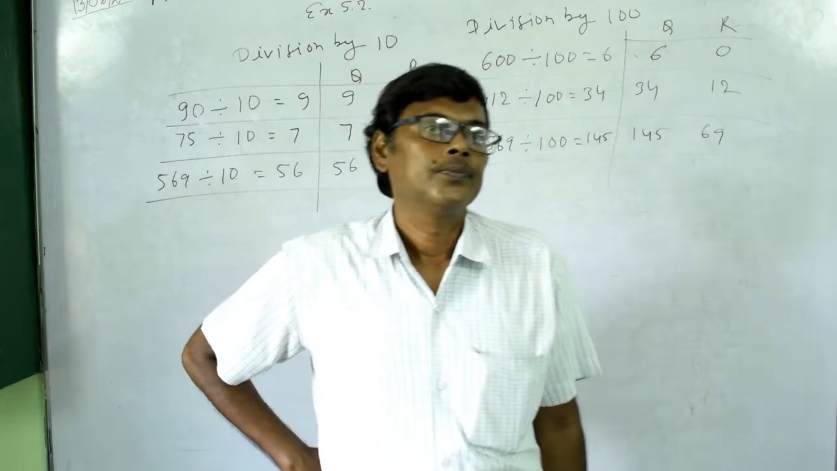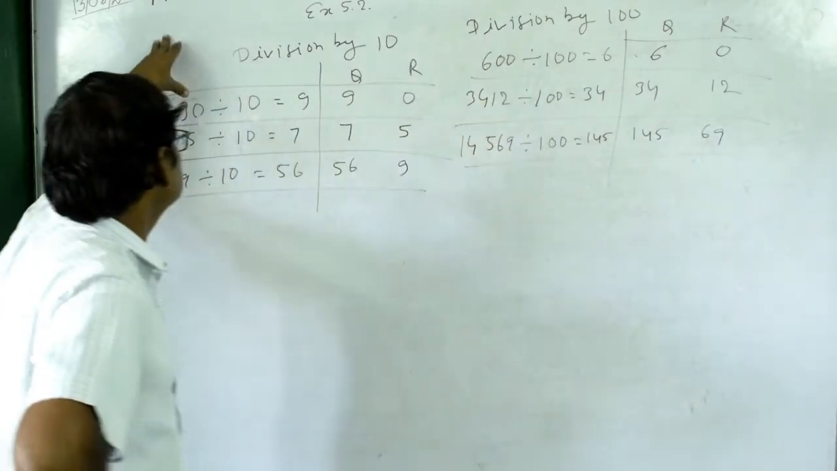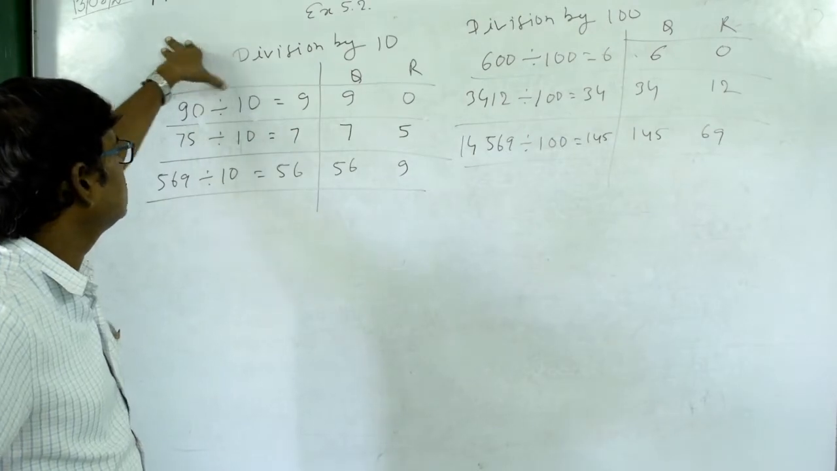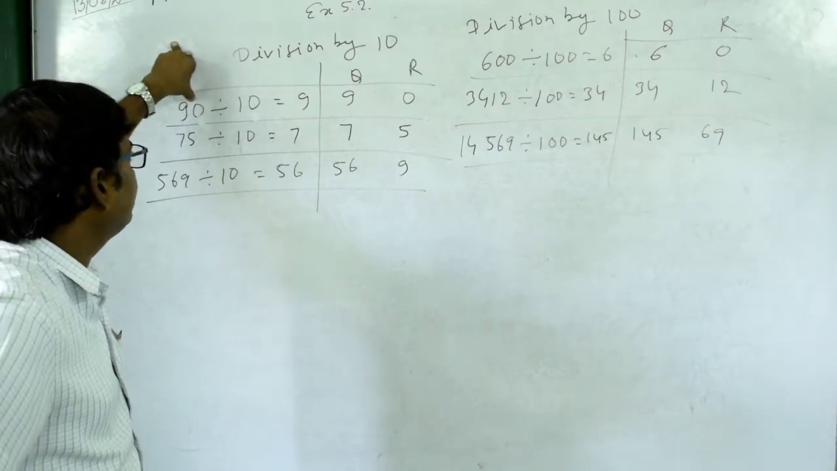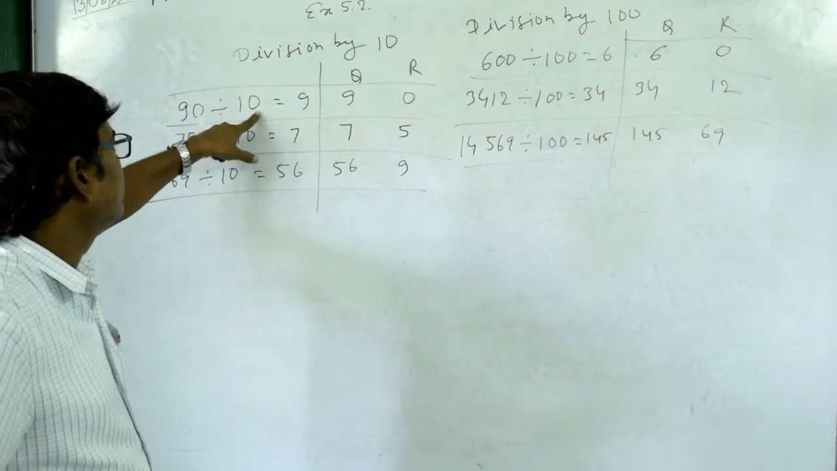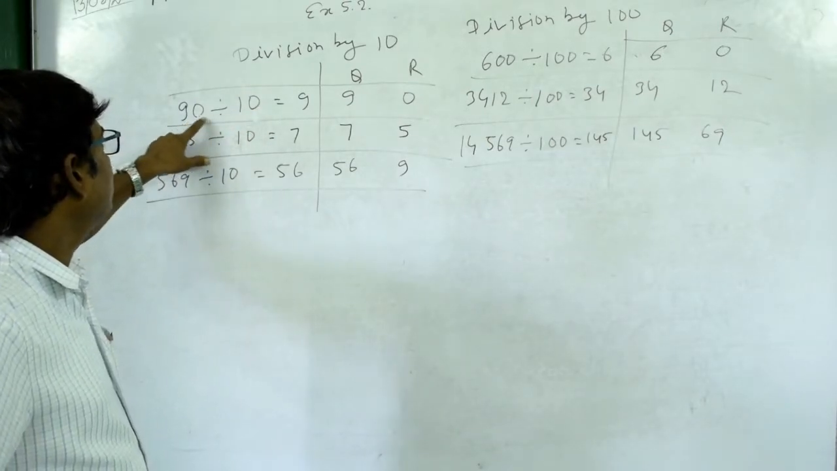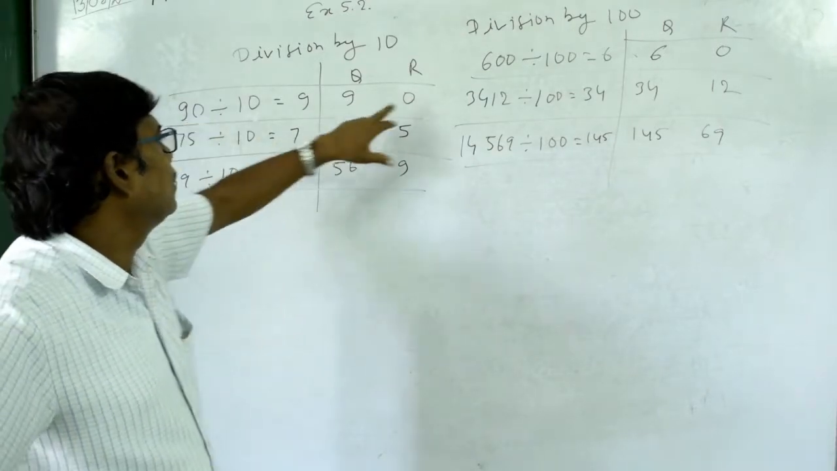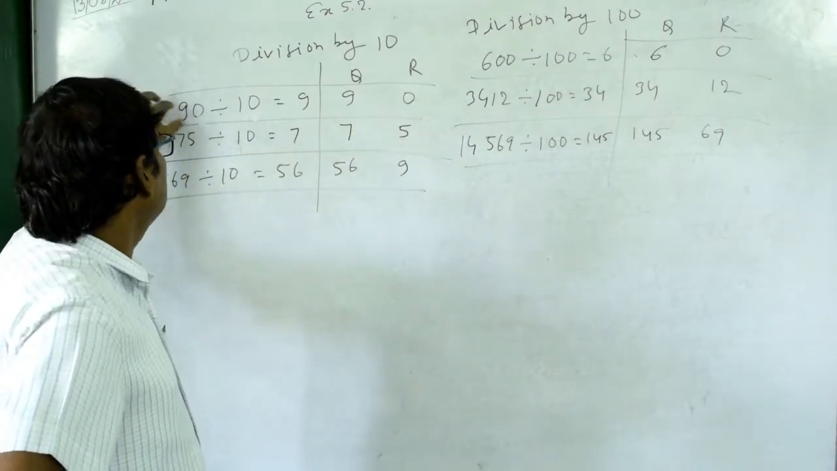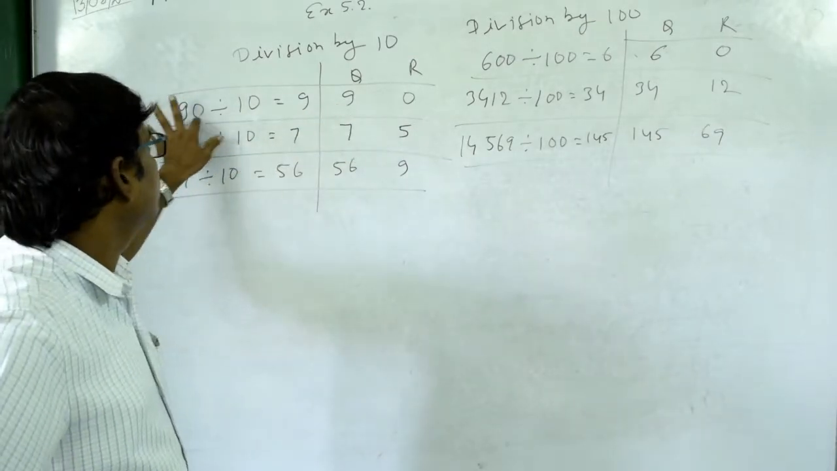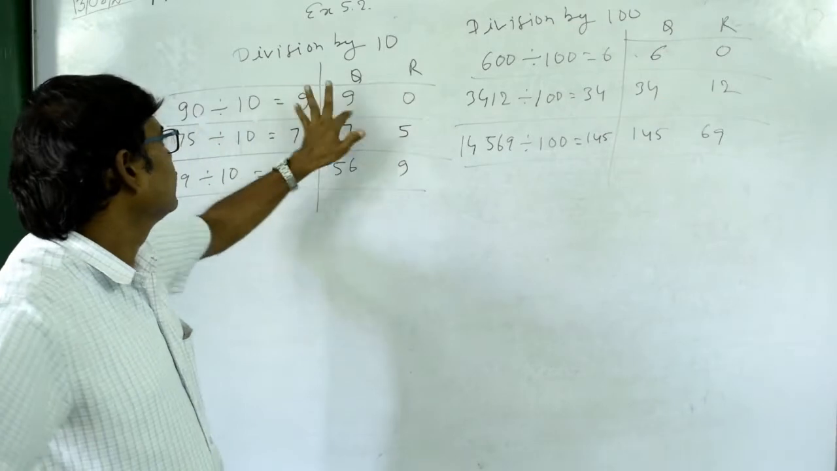Here this is the divisor. Okay, this is the dividend and this is the divisor. And in this 10 you have only 1 0. So in this dividend, the 0 at the ones place will be the remainder and the remaining will be the quotient. See that here this 0 is the remainder and this 9 is the quotient.